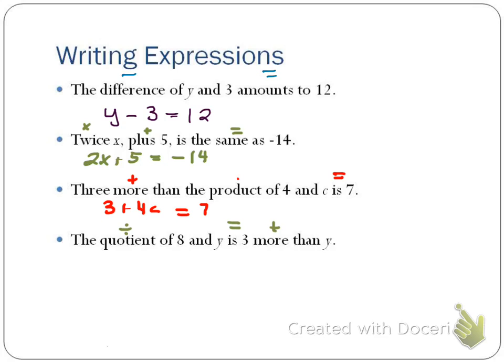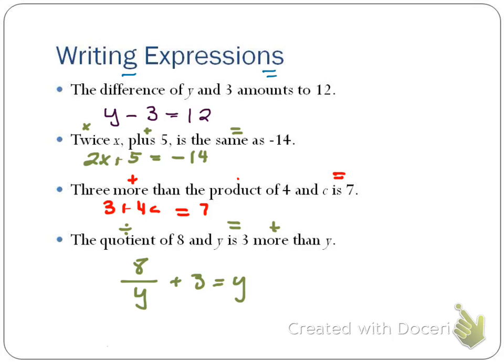So the quotient is division, and then is equal, and then more than is 3. Here's what it's saying. The quotient of 8 and y is 3 more than y. So you know you're going to have 8 divided by y, because with quotient the top value is on top, or the value before and is on top, the value after and is bottom. So you're going to have 8 over y, but then you're going to have plus 3 equals y, even though 3 is on the other side of the equal sign in the wording.